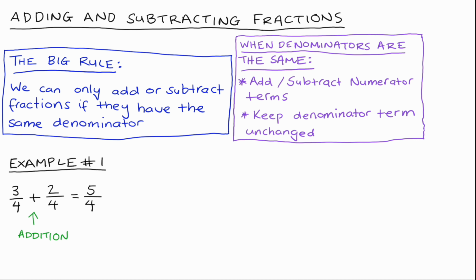If we had, say, 3/4 minus 2/4, so we had a subtraction, we would just subtract the numerators. So 3 minus 2, that's equal to 1. And again, we just leave that denominator value unchanged. That will be 1/4. And actually this makes a lot of sense. When the denominators are the same, we would be adding or subtracting the same sorts of things. So here we're adding and subtracting quarters.